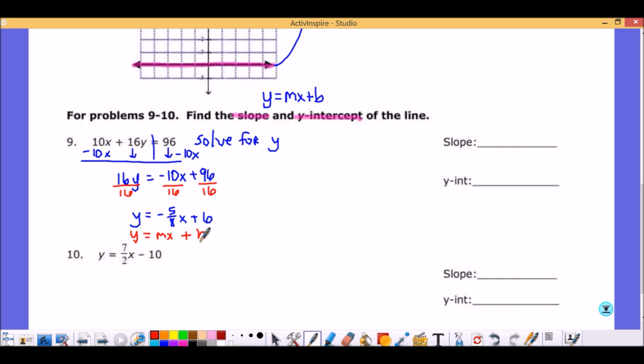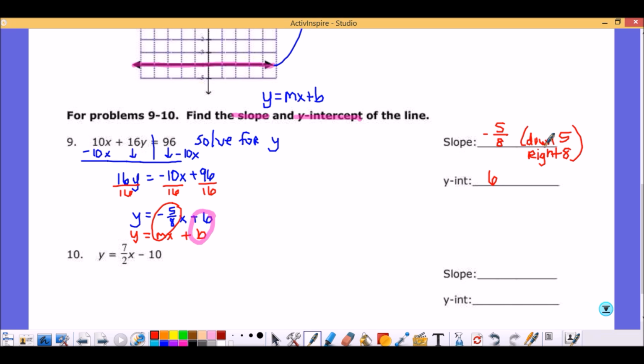All right, so where would I begin? That's right, so my beginning is my y-intercept. So my y-intercept is going to be at 6, and my slope is how I move. So my slope is negative 5 over 8. So that means I would go down 5 and then to the right 8. So that's what slope means.